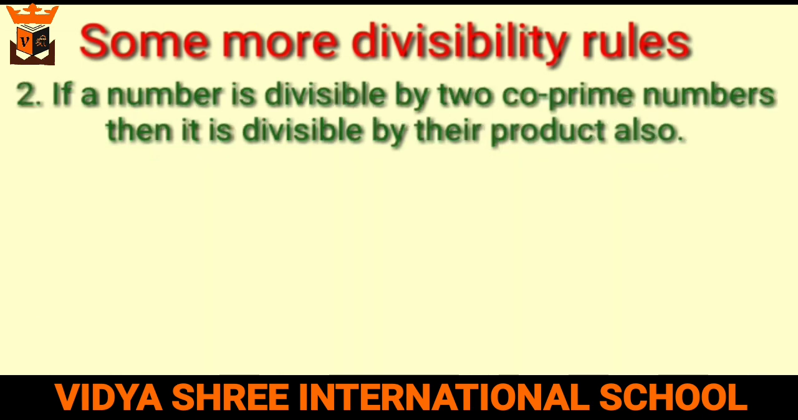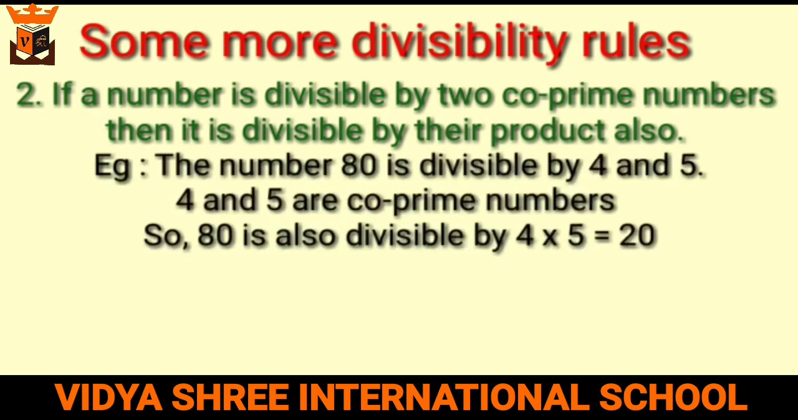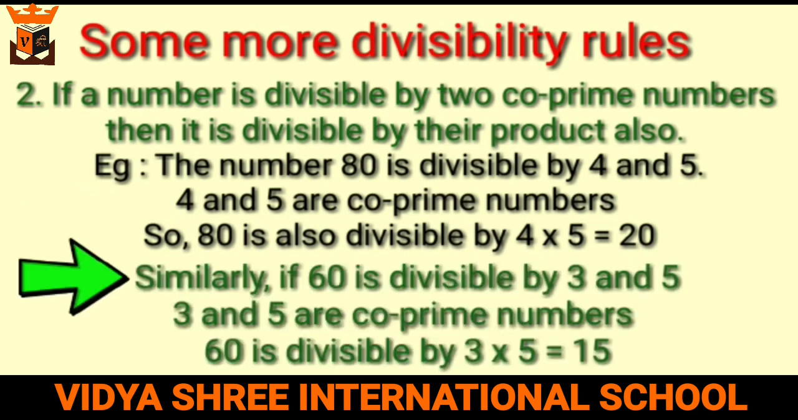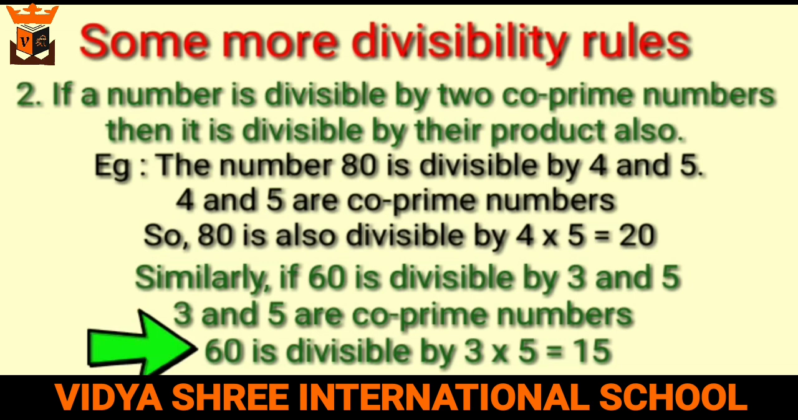Second rule is, if a number is divisible by two co-prime numbers, then it is divisible by their product also. For example, the number 80 is divisible by 4 and 5, and 4 and 5 are co-prime numbers. So 80 is also divisible by their product. It means 80 is divisible by 20 also. Similarly, 60 is divisible by 3 and 5, where 3 and 5 are co-prime numbers. So 60 is also divisible by their product, that is by 15.